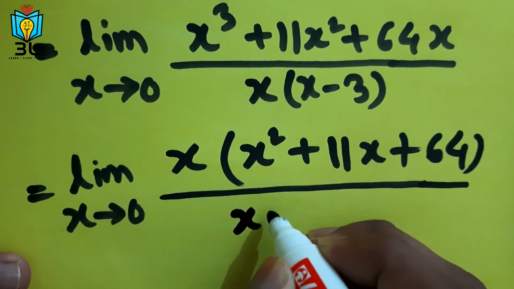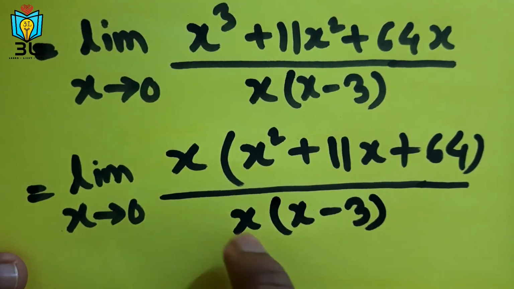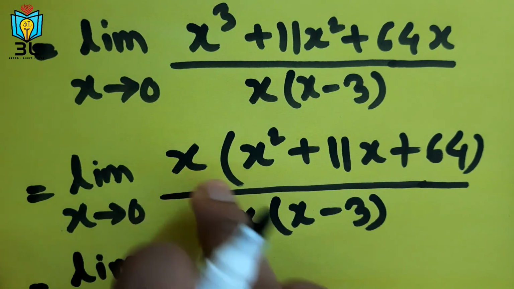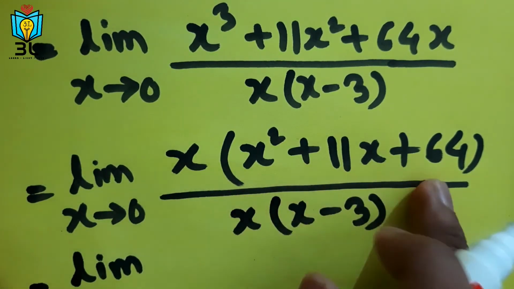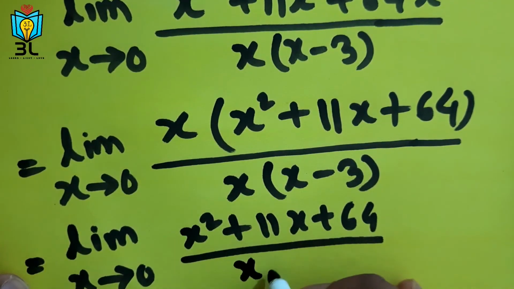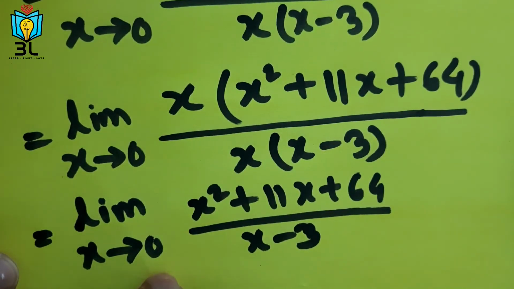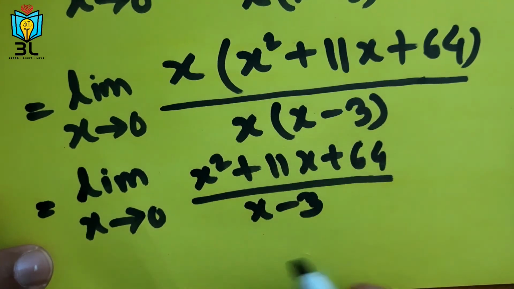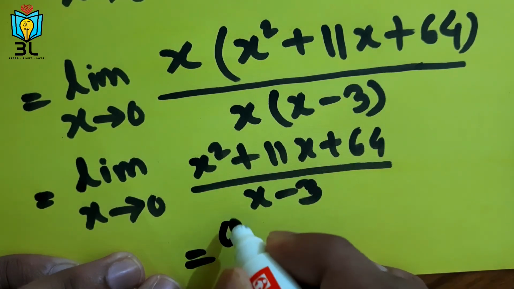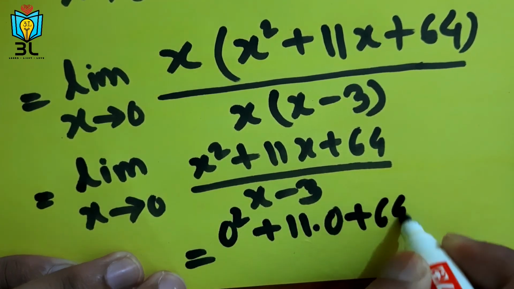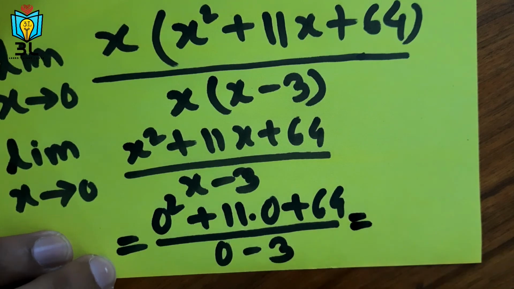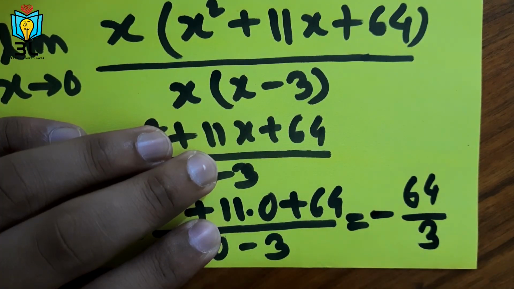In the denominator part we will have the same x into x minus 3, and this x and this x will be gone. By removing both x of numerator and denominator, we will have x square plus 11x plus 64 in the numerator, and in the denominator we have x minus 3. Now we can put x tends to 0 in this function, and thus we will have 0 square plus 11 into 0 plus 64 in the numerator, and in the denominator 0 minus 3. By calculating this we will get minus 64 by 3. This is the answer of today's math.